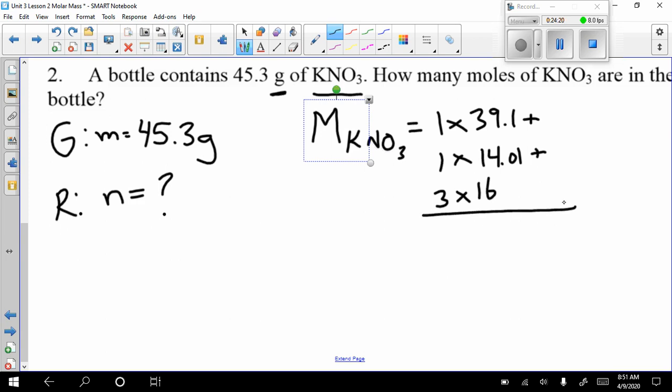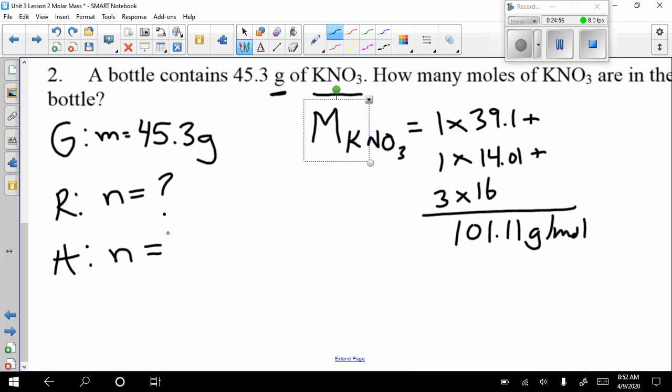Okay, and let's add those up. I'm going to do those on my calculator. 39.1 plus 14.01 plus 3 times 16, and I get 101.11 grams per mole. So one thing I know right off the bat, if I only have 45.3 grams of it, I have less than a mole of it. Because if I had 101.11 grams, I'd have a full mole of potassium nitrate. So I know my answer is going to be a decimal. Sometimes it's nice to begin with the end in mind.